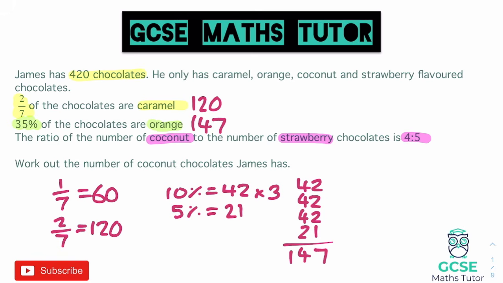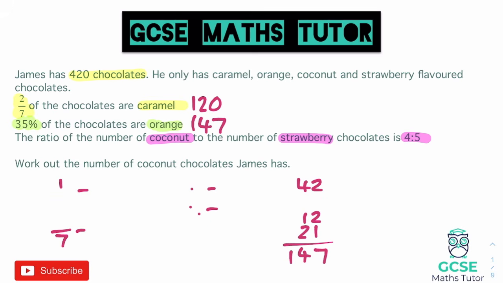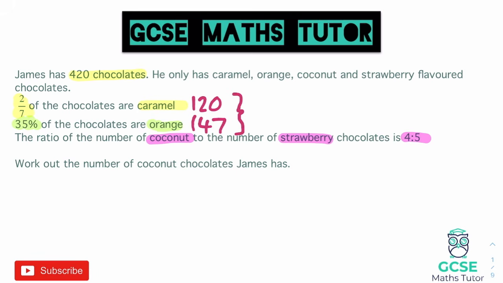Now we've got one last piece of information, and we're going to get rid of all of this and just focus on that for now. This last piece of information tells us that the number of coconut to the number of strawberry is in the ratio 4:5. And that is going to be for the remaining chocolates after we get rid of the caramel and the orange. So we need to actually work out how many are left just for those. If we add together the 120 and the 147, that adds up to a total of 267. Now we need to take that away from the total, and we know that the total was 420.